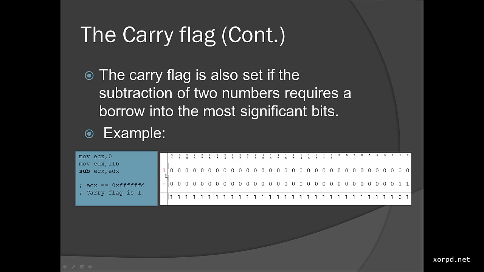This time, the carry flag is going to be the borrow. We borrowed from some imaginary bit. If there was no borrow, the carry flag would be just 0. But this time we have this borrow, and the carry flag is set to be 1.